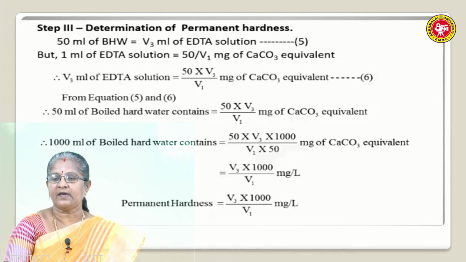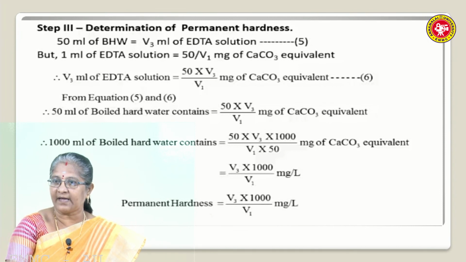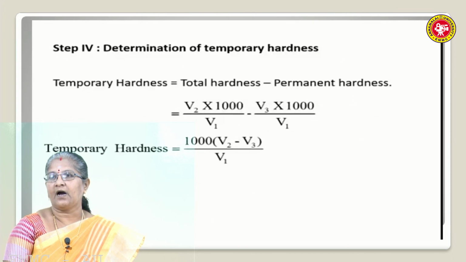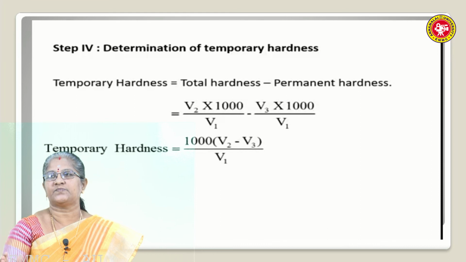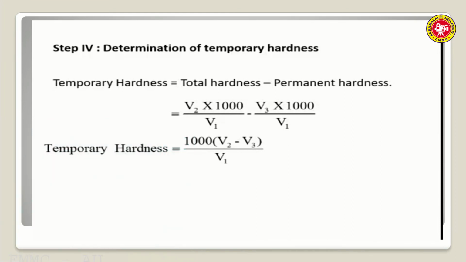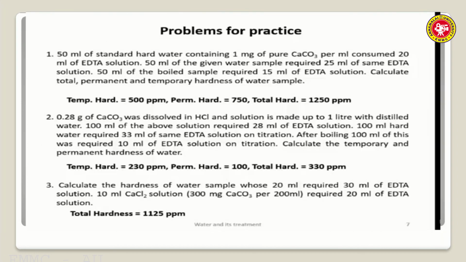So, in this way, we have got two formulas for calculating total hardness and permanent hardness. How to calculate the temporary hardness? Temporary hardness is equal to total hardness minus permanent hardness. So V2 by V1 into 1000 minus V3 by V1 into 1000 will give us temporary hardness. Taking the common terms outside, that formula will become 1000 into (V2 minus V3) by V1. Now, this will be more clearer if we discuss a problem.